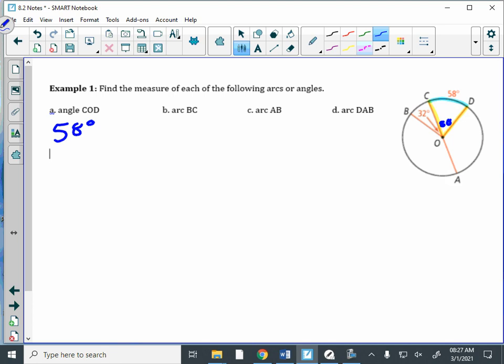Next one we want to find is arc BC. Arc B to C. Well, if the arc's missing, go to the angle. Here's the angle that matches up with that arc. And it's central. So what do we know about the angle and the arc? They're the same. So if the angle is 32, what's the arc going to be? 32. So this arc is 32 degrees as well.